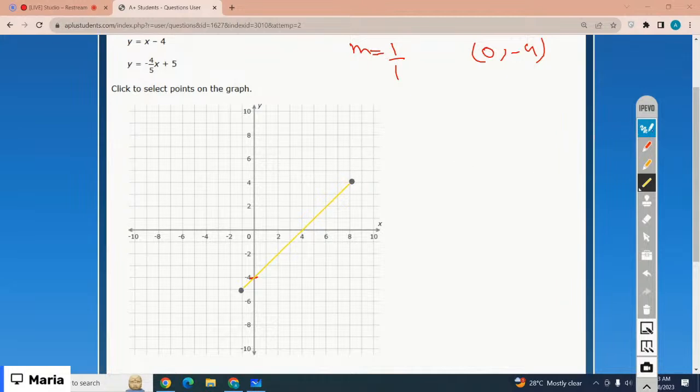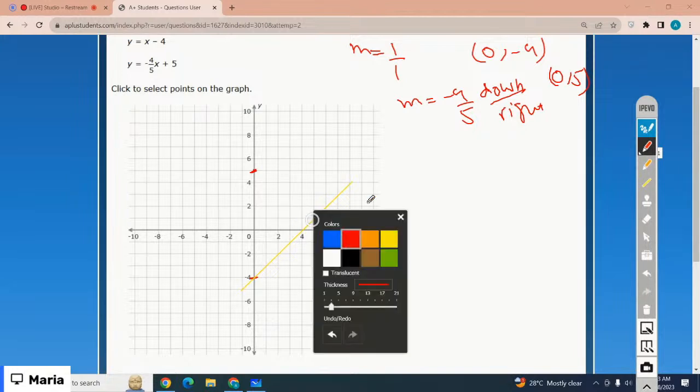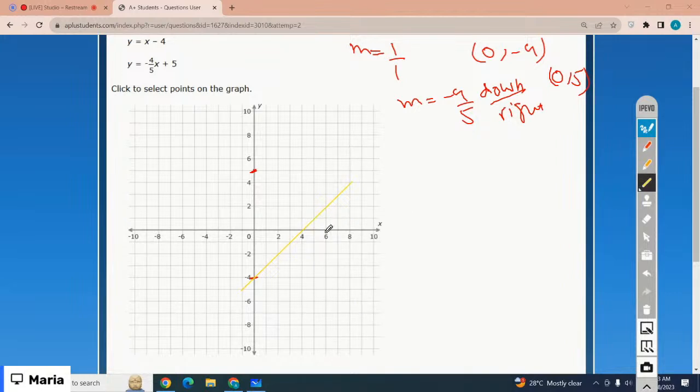For the second one, you have the slope m equals negative 4 over 5. Negative means you have to move down 4 points and right 5 points. The y-intercept is 0, 5. So here is the y-intercept, move down 4 points, 1, 2, 3, 4, and right 5 points, 1, 2, 3, 4, and 5. That means here is another point. Let's draw a line through the two points.